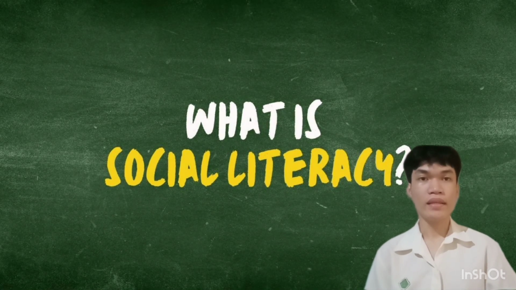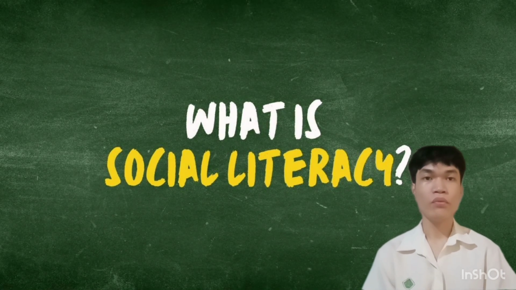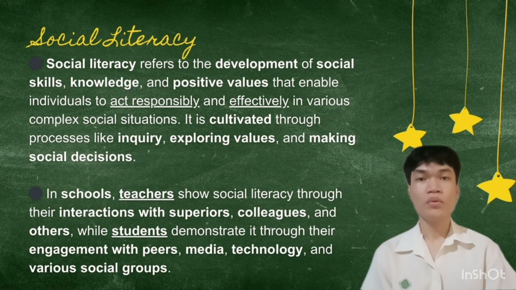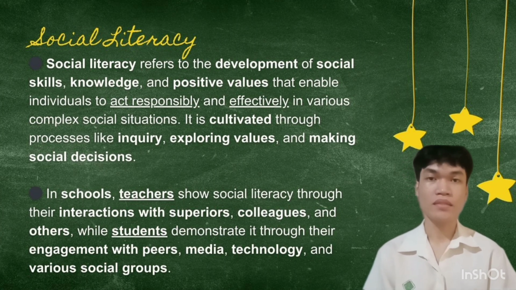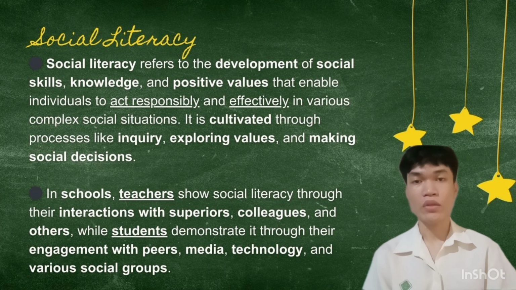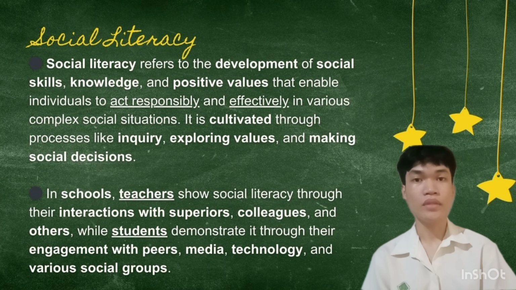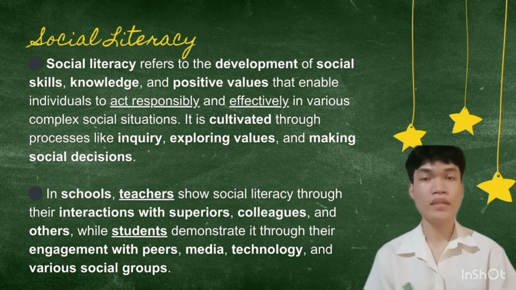So now that we finally know the concept exploration, we're now headed to the main topic, which is social literacy. So what is social literacy? Social literacy refers to the development of social skills, knowledge, and positive values that enable individuals to act responsibly and effectively in various complex social situations. It is cultivated through processes like inquiry, exploring values, and making social decisions. In schools, teachers show social literacy through interactions with superiors, colleagues, and others, while students demonstrate it through their engagement with peers, media, technology, and various social groups.